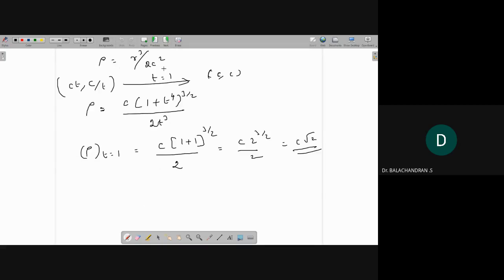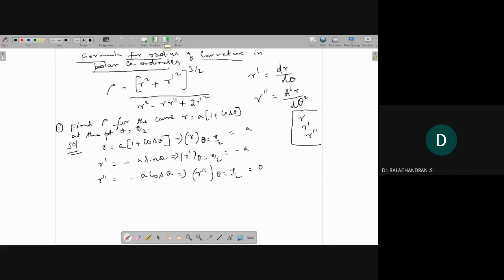The third part, we need to find the rho at c comma c. So we find rho at ct comma c by t. That is this expression, equation number one. This equation number one is rho at ct comma c by t. Now if you substitute t equal to 1 in ct comma c by t, I'll get c comma c. Similarly, you should substitute t equal to 1 here. So rho at t equal to 1 is c into 1 plus 1 whole power 3 by 2 divided by 2. So 2 root 2 into c by 2, so the 2 gets cancelled, and the final answer is c root 2.